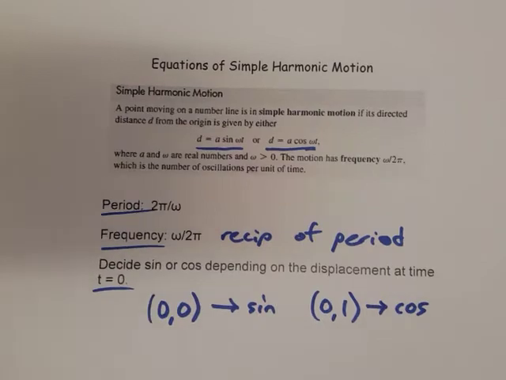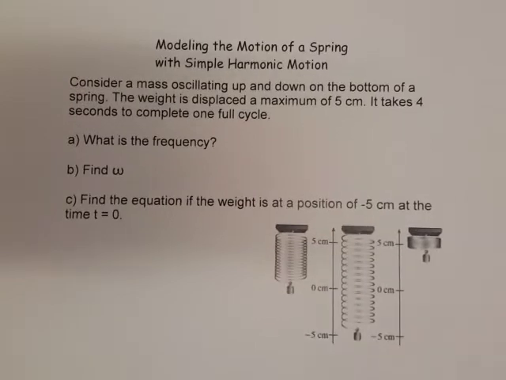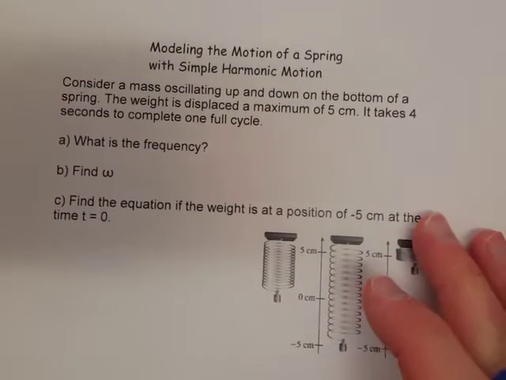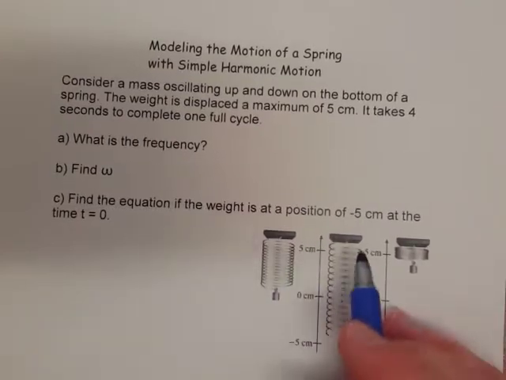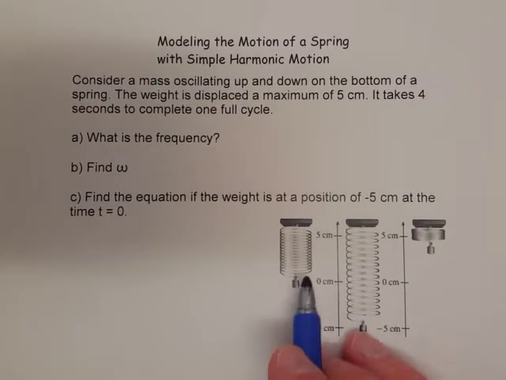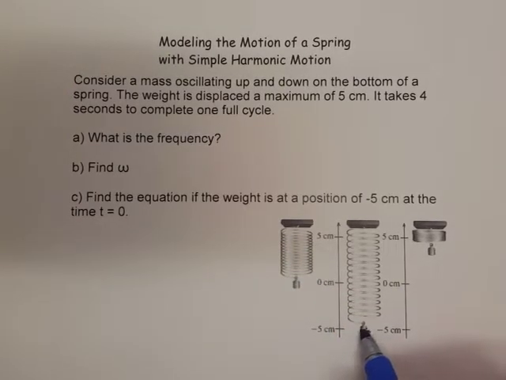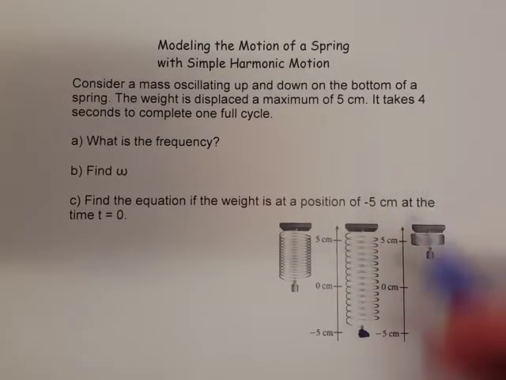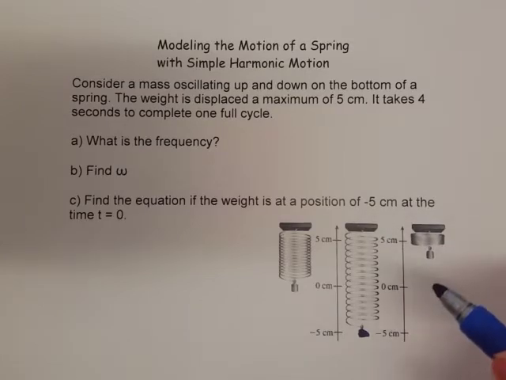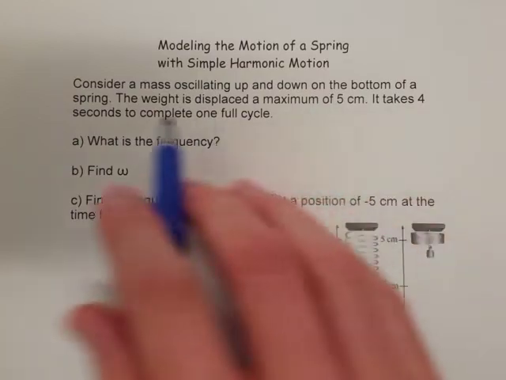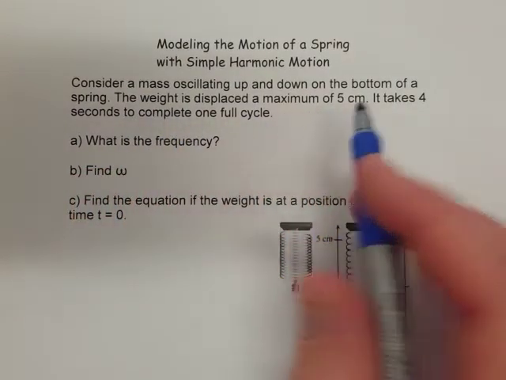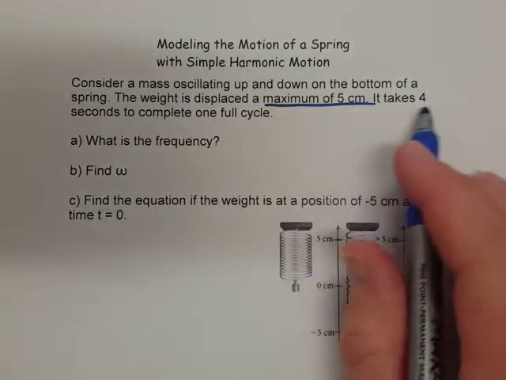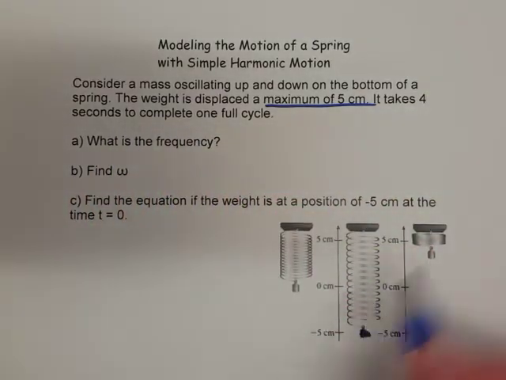We've got an example of this harmonic motion with the motion of a spring. I've got this picture down here, and I just want you to imagine this is where it's hanging at equilibrium. You pull it down to this spot right here, and then you let it go, and it oscillates back and forth. We want to know how to find an equation for that. It says, consider a mass oscillating up and down at the bottom of a spring. The weight is displaced at a maximum of 5 centimeters. It takes 4 seconds to complete one full cycle.